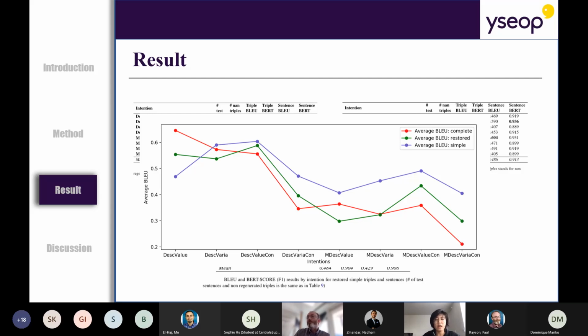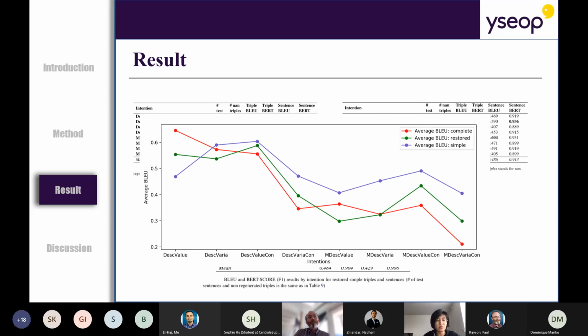as the complexity of intention increases, average BLEU score for simplified sentences generated from simple triples exceeds BLEU for complete sentence and restored sentence. And the average sentence BLEU for simple triples is the most steady one. This proves that the simplification of initial sentence and initial triples does improve the performance, while the result for restored sentence is not as satisfactory as that of simple triples.